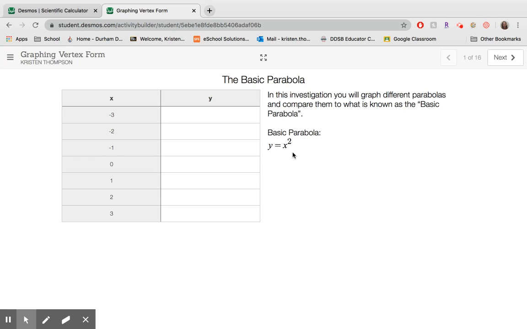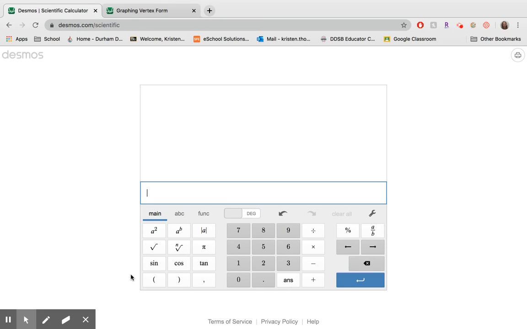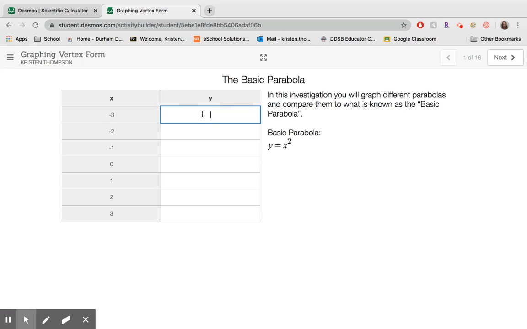So what we need to do is put our x values in for x. We do need to remember though that we have to put all of these numbers in brackets before we square it. So if I pull up my scientific calculator, I'm going to go bracket -3 bracket, and then square it here. And my answer is 9. So I can plug that into here.